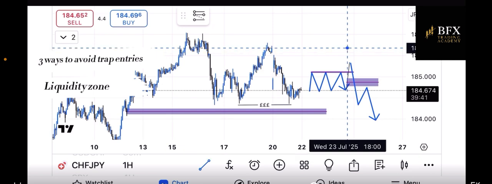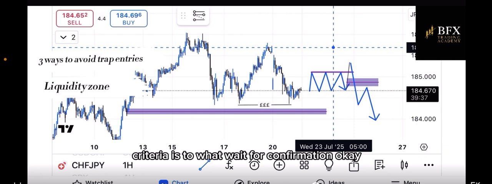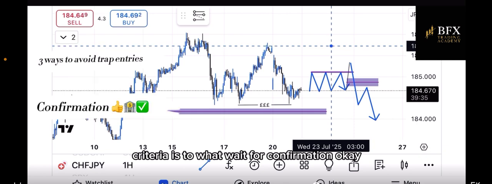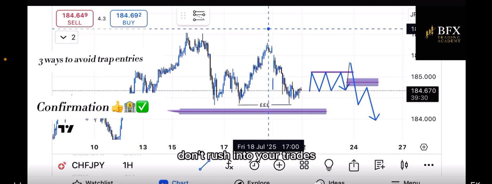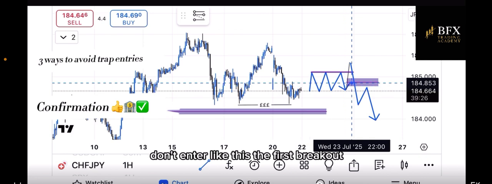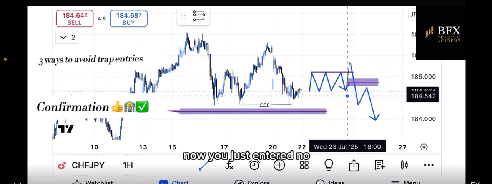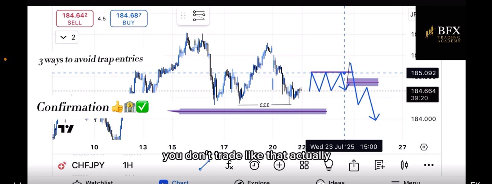So the second criteria is to wait for confirmation. Don't rush into your trades, right? Don't rush into your trade. Don't enter on the first breakout. Don't enter like this is the first breakout. Now you just entered. No, you don't do like that. You don't trade like that.